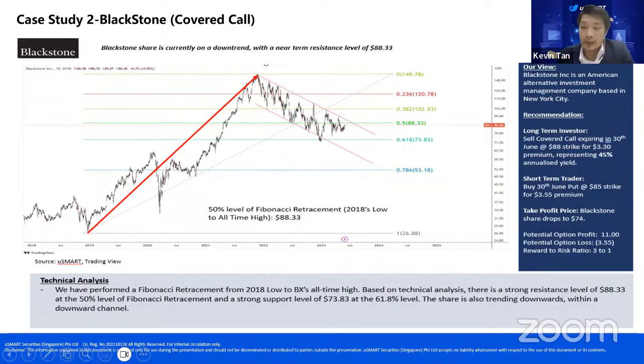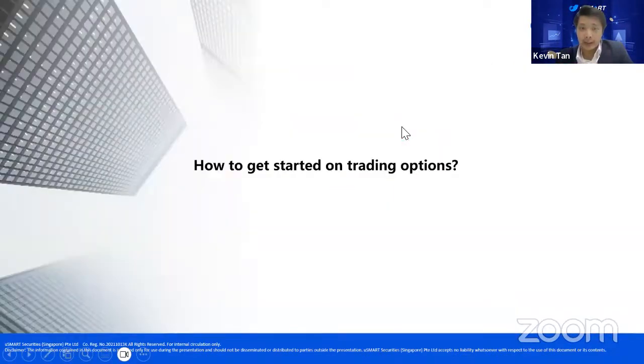So we saw that there was a great opportunity to profit while the share was trading sideways and also on a downtrend. Okay, so I've covered quite a bit on the theory side of things, and also shared a little bit of example.